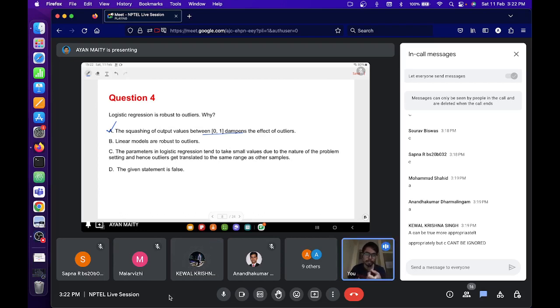But how is the parameter value tending to take small values related to that? The age column can have any value, that can be a noisy value, but the effect of that noise will always be dampened.